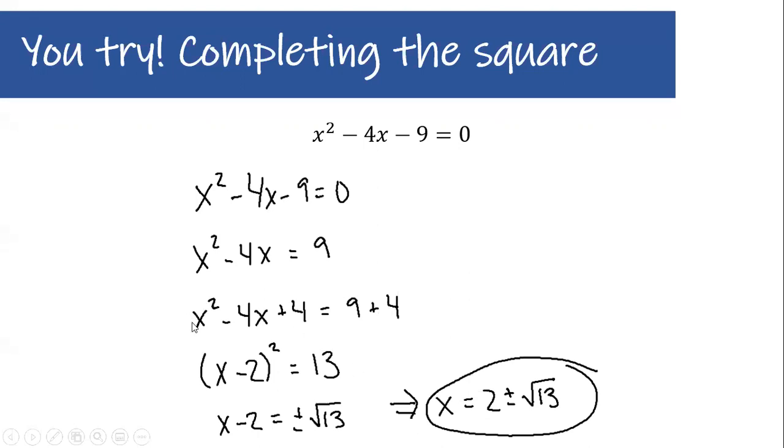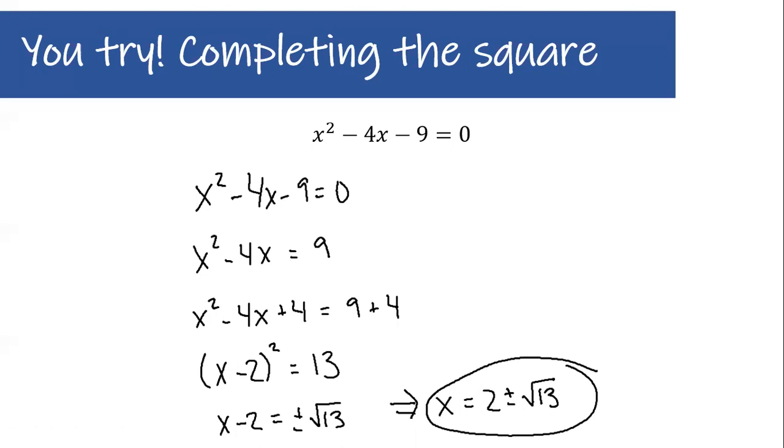So now we see that this quantity right here is a perfect square. And 9 plus 4 is 13. So we end up with x minus 2 squared equals 13. Using the square root method now, we have x minus 2 equals plus or minus the square root of 13. Move that 2 over and we get x is 2 plus the square root of 13 and x is 2 minus the square root of 13.